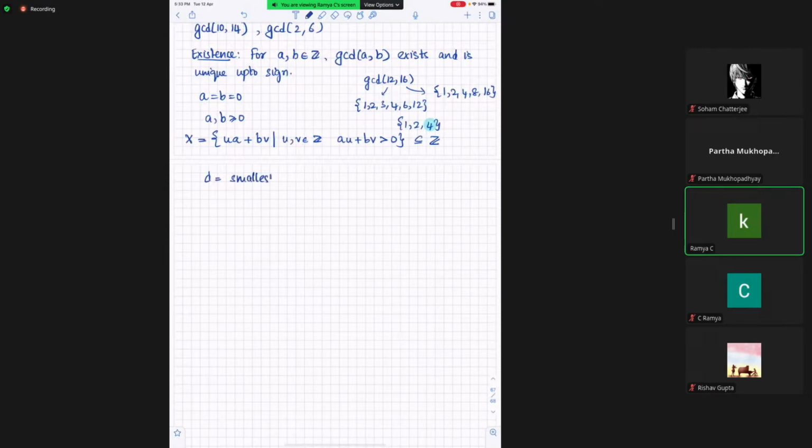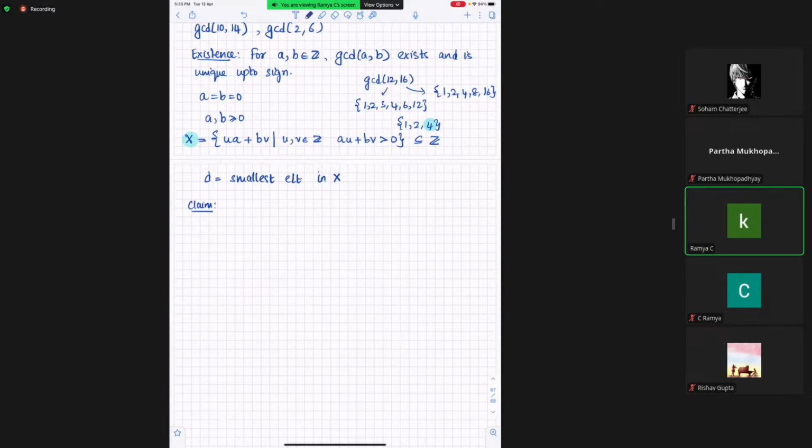This is by well ordering. If you remember, we saw this in the first few lectures, right? That any subset of integers is well ordered. So there is a well-defined smallest element in the set X. Let's call that D. So now the claim is that D is the greatest common divisor of A and B. So let's try to see why it should be like this, or why is this set X useful?